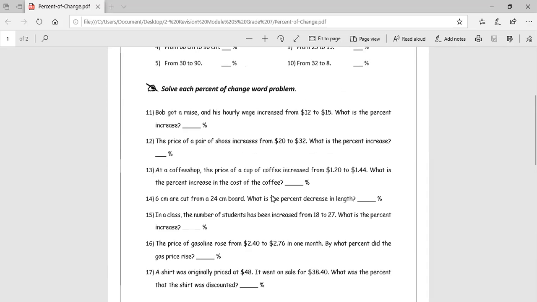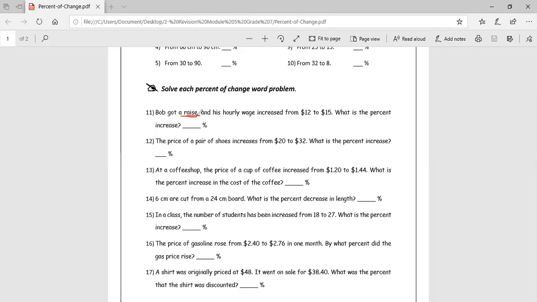Maybe sometimes this part, percent of change, comes as word problems. So Bob got a raise and his salary wage increased from 12 to 15. Okay, so in this question, he said that Bob got what?